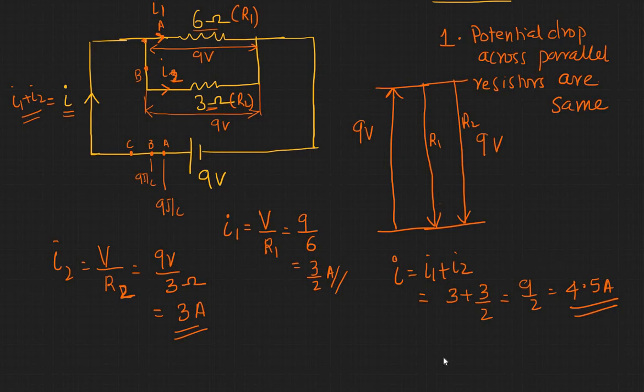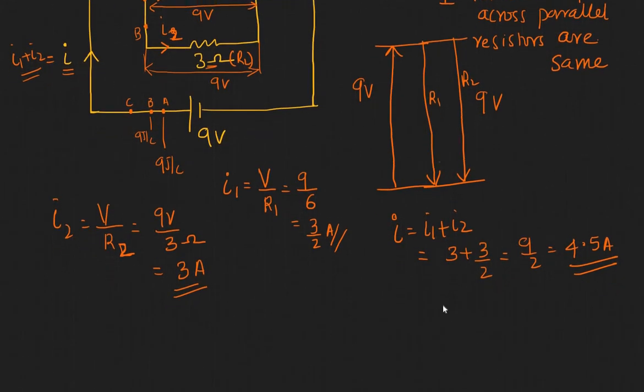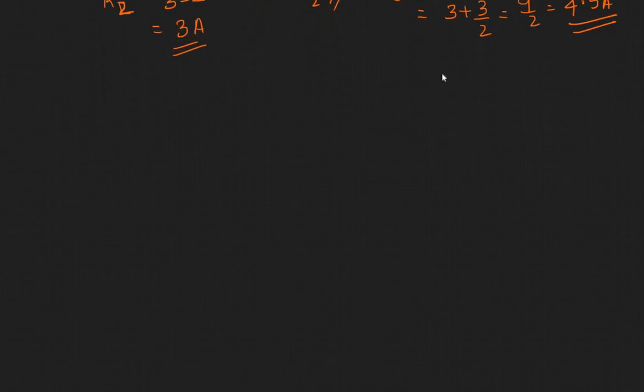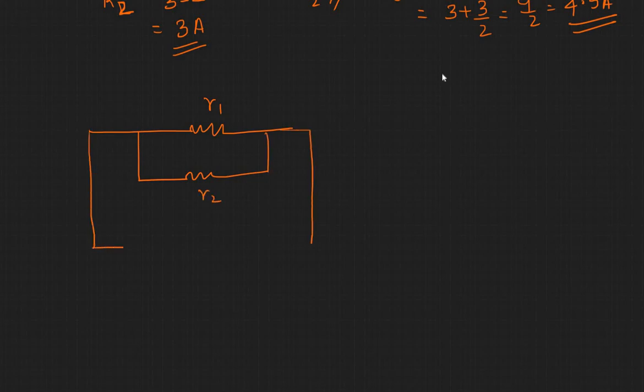Just like we did in the previous exercise for series, let's see if we can generalize this idea. So you have R1 and R2. You have a battery.